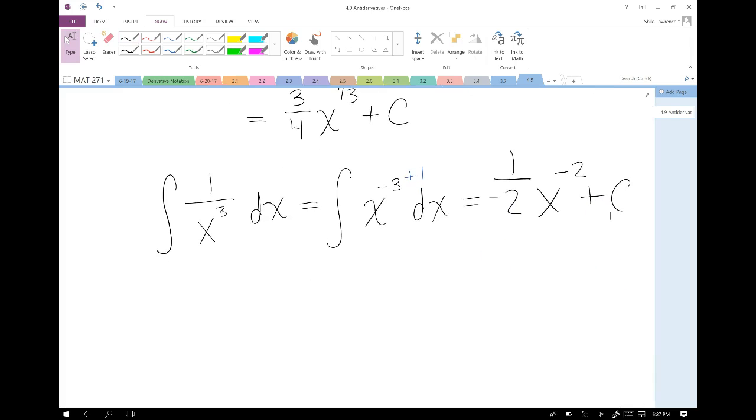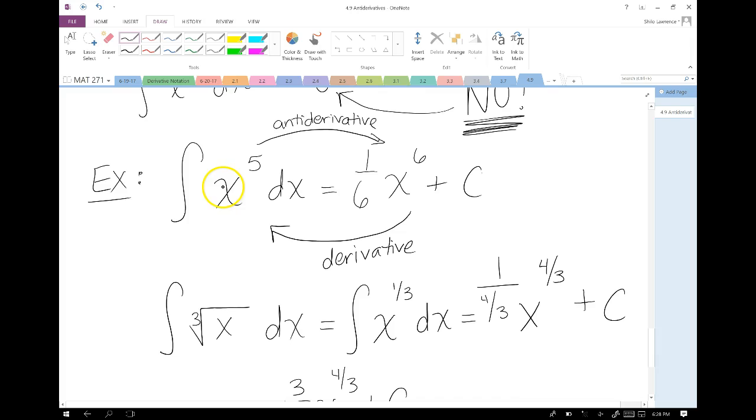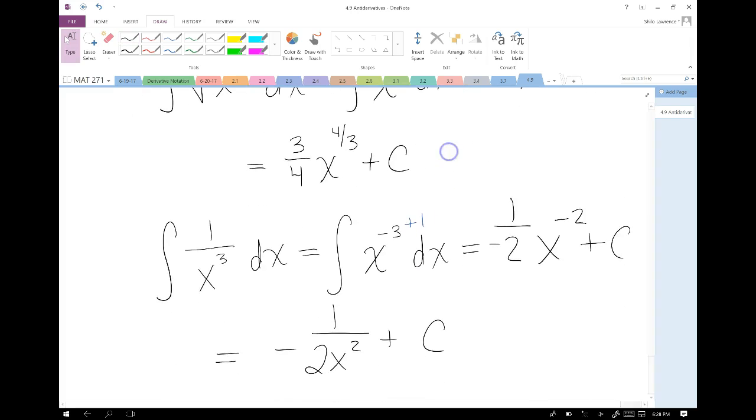And if you want to, since our power is still negative, you could rewrite that back in the denominator. Since we have a fraction in front already, we wouldn't have to write 2 separate fractions. We could write the whole thing in one big fraction as -1 over 2x squared plus c. So it works for regular powers of x, it works for radicals, and it works for powers written in denominators, because we can pull them up to the numerator with negative powers. It works for all of them.